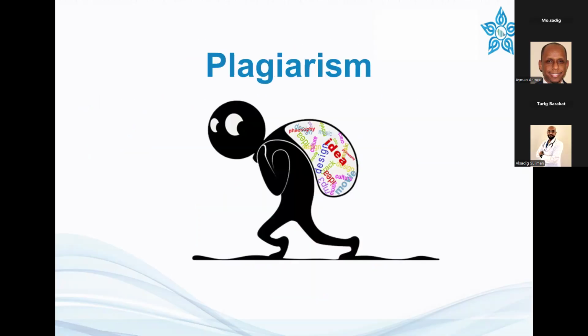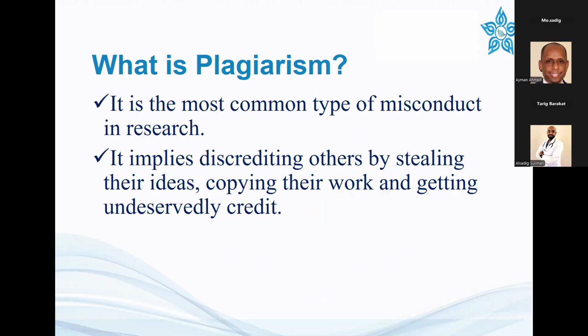The third type of misconduct is plagiarism, which is a very common type of misconduct. The word plagiarism itself goes back to Greek times, 2,000 years before Christ. It was said by one of the Greek poets. He was writing a poem, and when someone took his poem, he said, "My child was kidnapped, plagiarized," and the word plagiarism came from there.